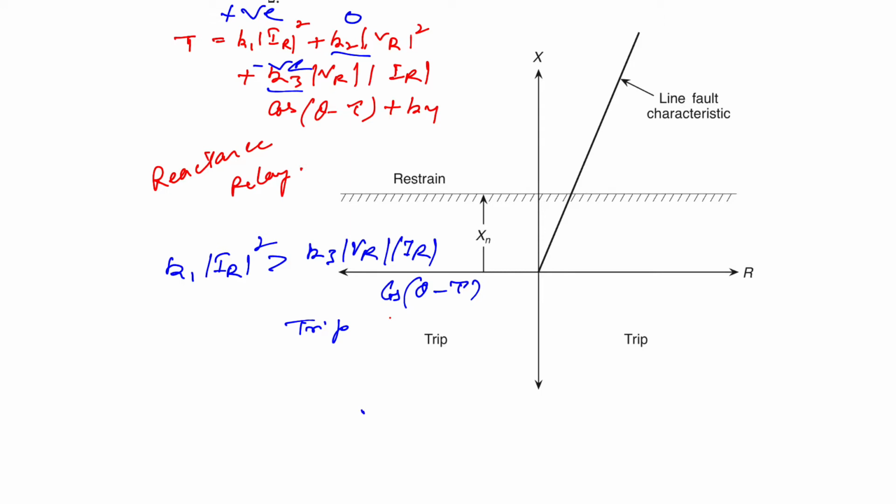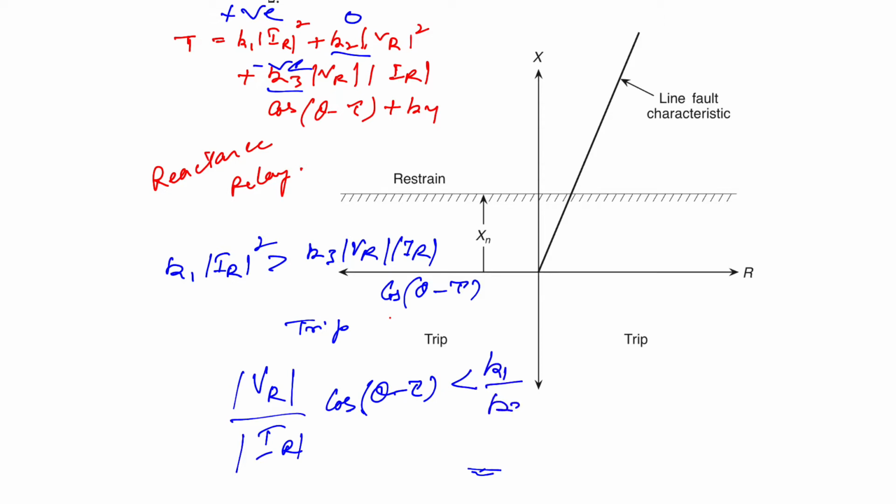This equation can be simplified by writing it as follows. If we simplify, we get VR divided by IR, times cos of (theta minus tau), less than K1 divided by K3.